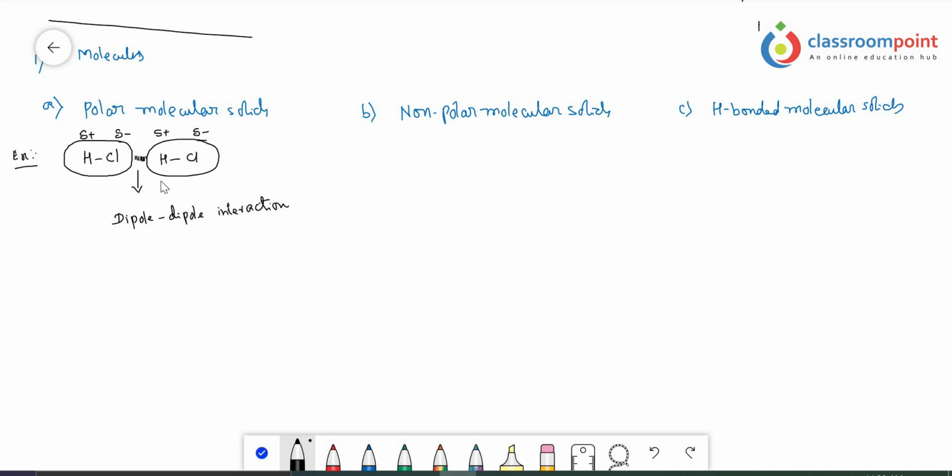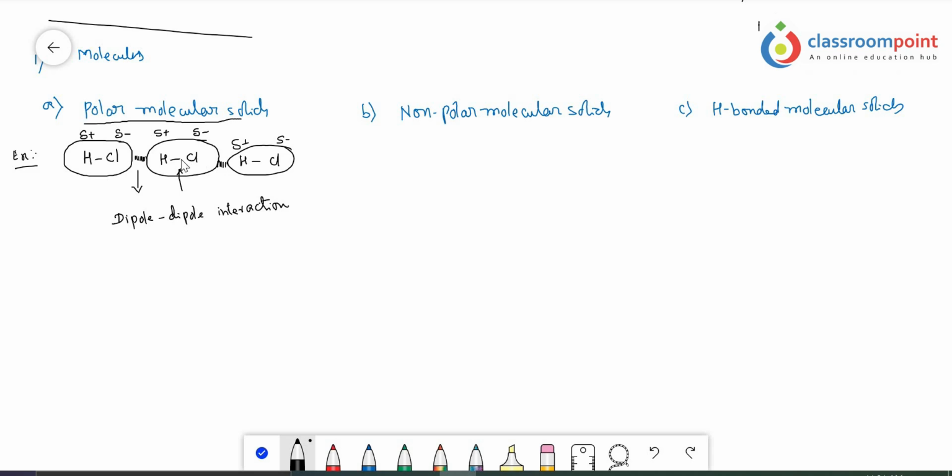You can take another HCl molecule on this side also. So it keeps on continuing like this, so that again dipole-dipole interactions arise. Because of the dipole-dipole interactions among these molecules, they may exist either in the solid state, in the gaseous state, or in the liquid state. This type of solid is called a polar molecular solid. So polar molecular solids are the solids where there is a polar covalent bond between the atoms, and there is a dipole-dipole interaction between the molecules.